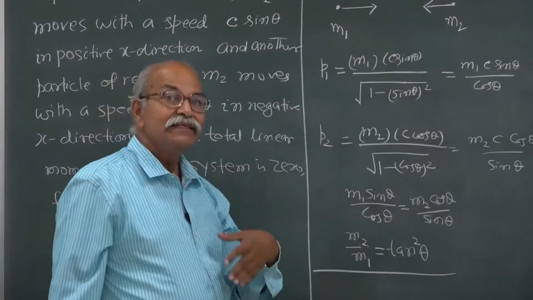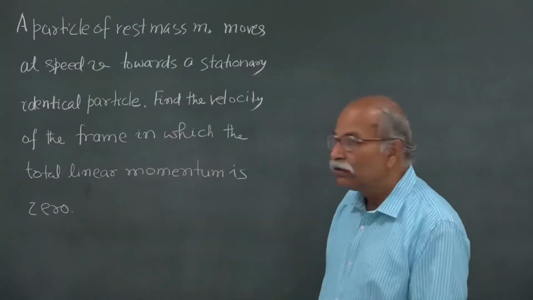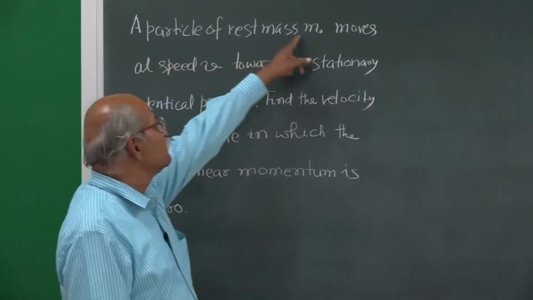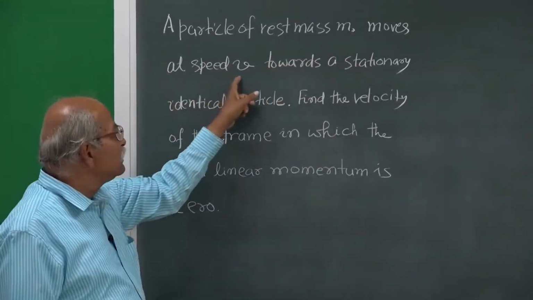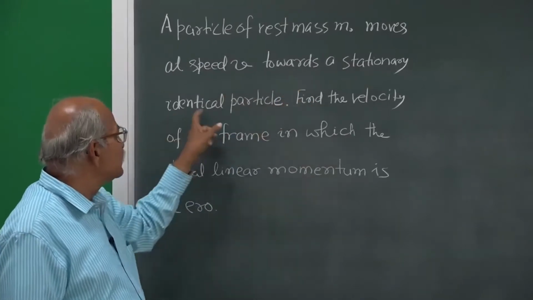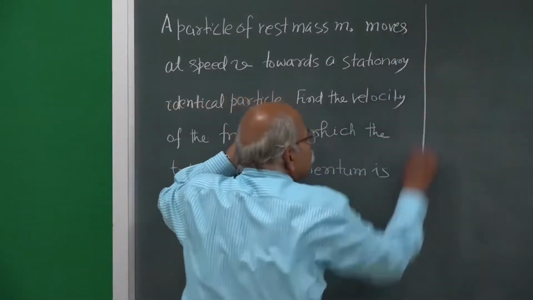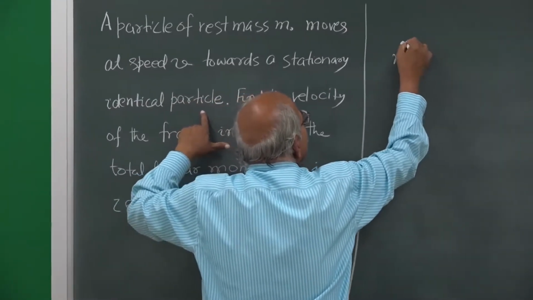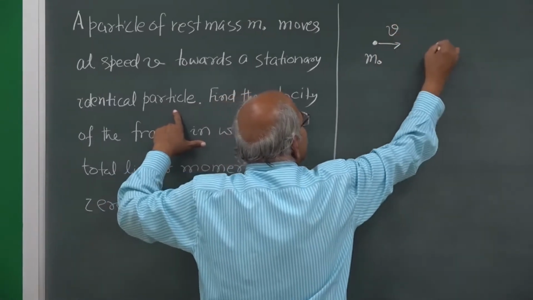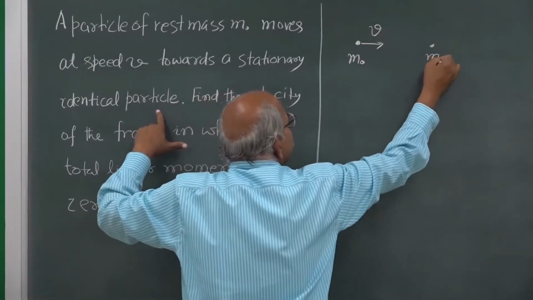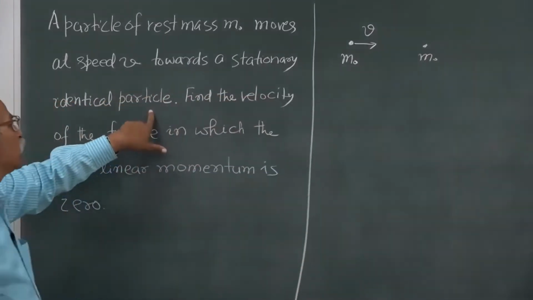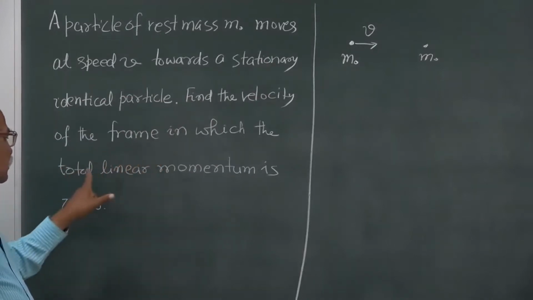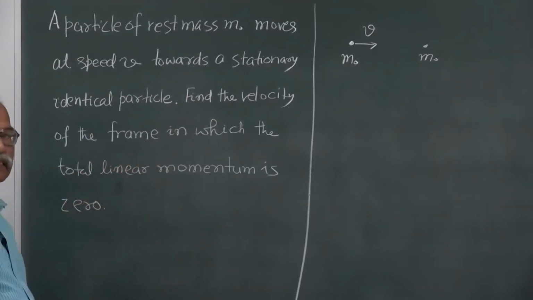So, let us go for the second question. It says that a particle of rest mass m0 moves at a speed v towards a stationary identical particle. So, the rest masses are the same, but one is stationary, it is at rest. Find the velocity of the frame in which the total linear momentum is 0.